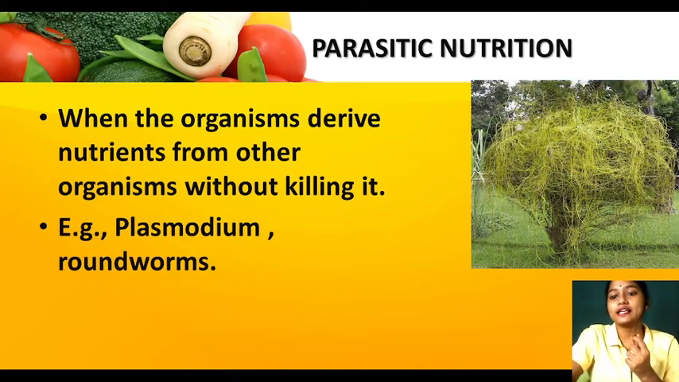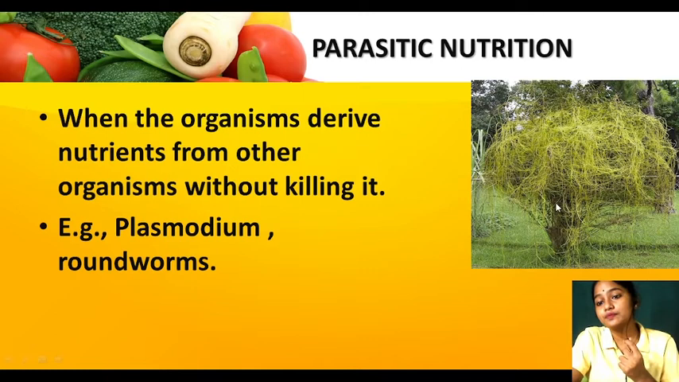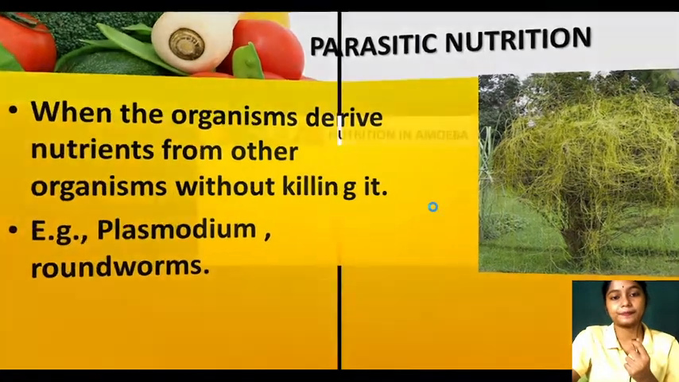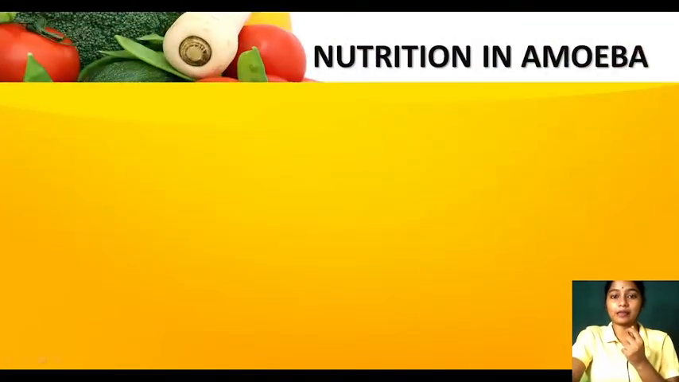Can you see? This is a cuscuta plant. Okay, it is fully grown over another tree. So it is taking all the nutrients from the tree. Clear? Yes. Now see nutrition in amoeba.